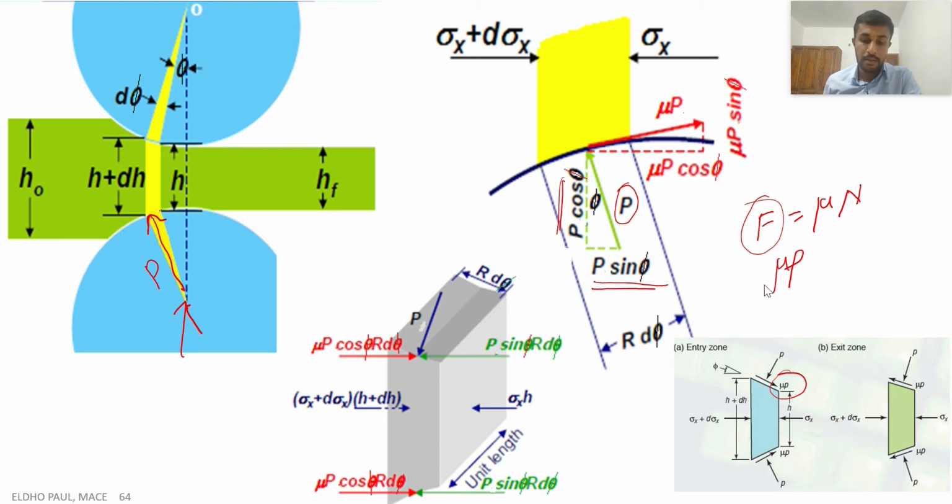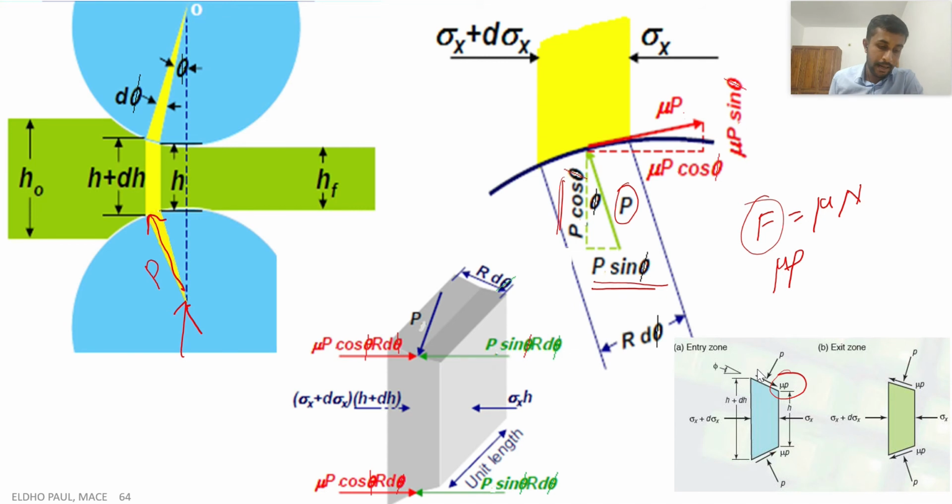So we will resolve in the slab method. It is nothing but resolving all the forces in the horizontal direction, and using these resolved values, we equate the sum to 0 because this is a balance in the horizontal direction. All the forces are in equilibrium. Using that condition, we calculate the pressure distribution or stress distribution in the rolling gap.